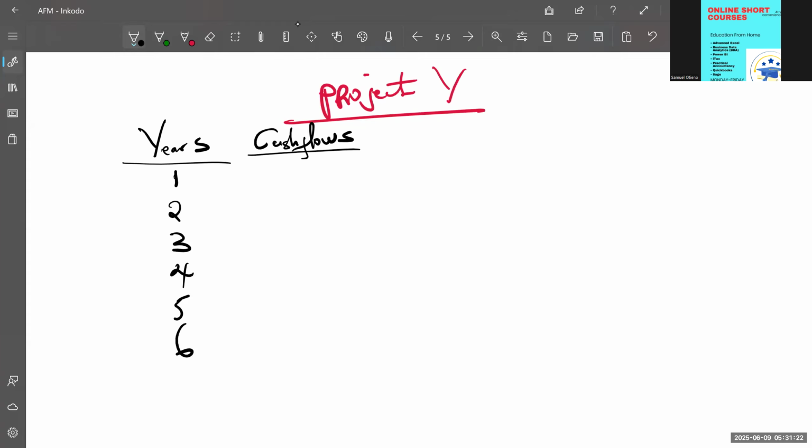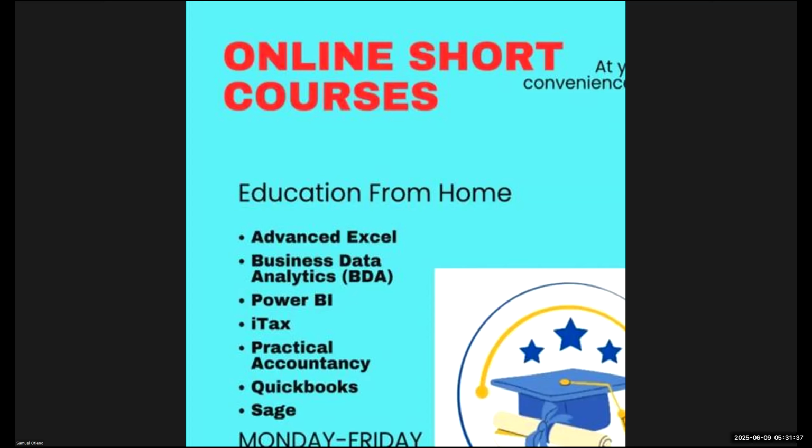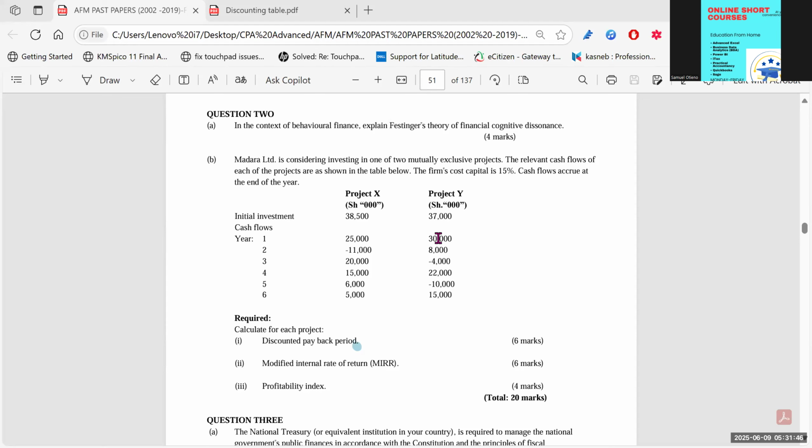After that, you bring in the cash flows as was given in the question. I believe I've just shown you the question, and let me just bring it on board. As shown in the question, we are just going to pick the same cash flows the way they've been given by the examiner. Project Y, you can see the cash flows given, 37,000, which is the initial investment. Then we pick the cash flows: 30,000, 8, negative 4,000, 22,000, negative 10, and then 15,000 for project Y. We already did project X. So we move to project Y to compute the discounted payback period. That's what I'm showing you right now.